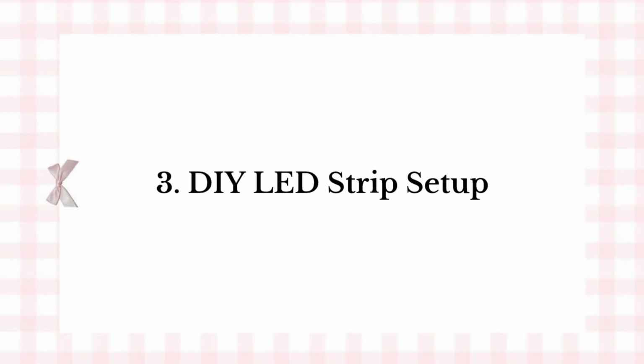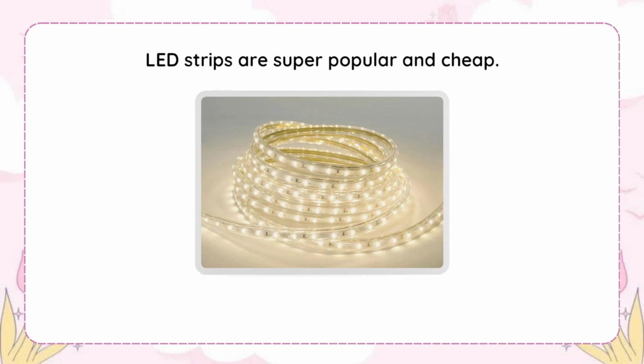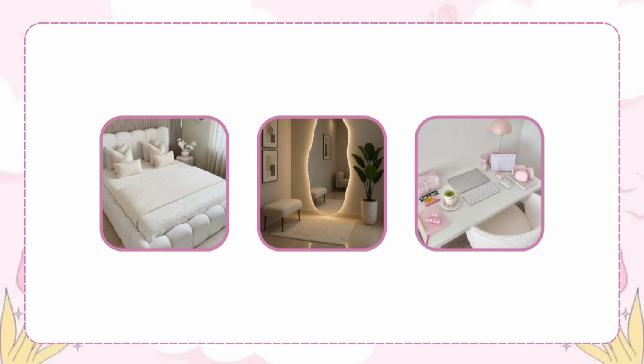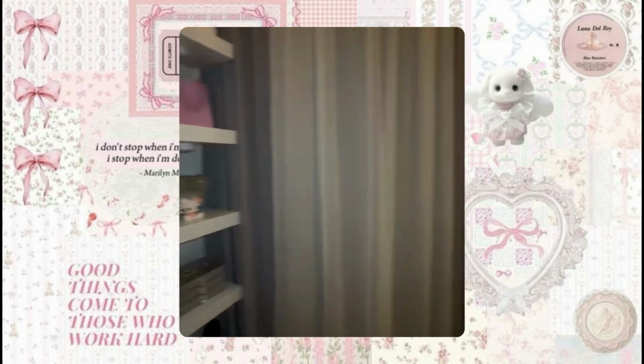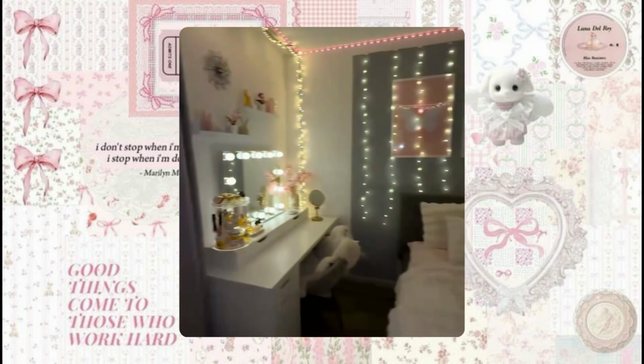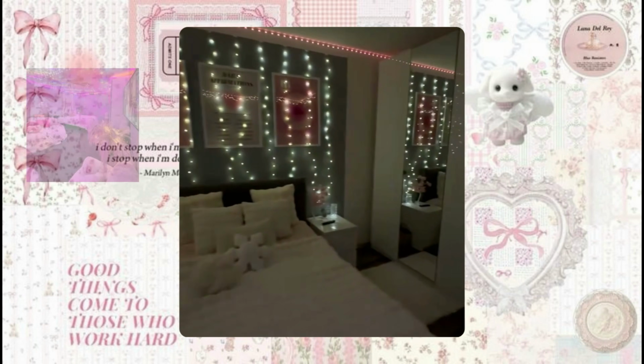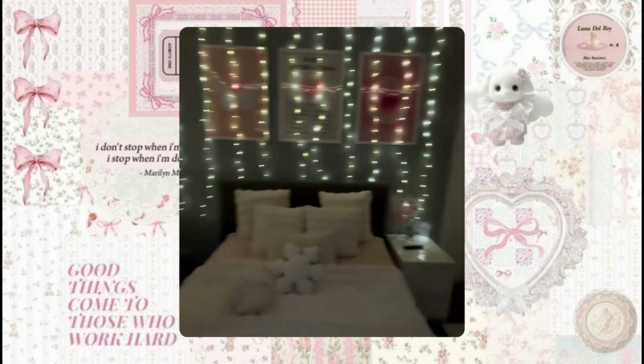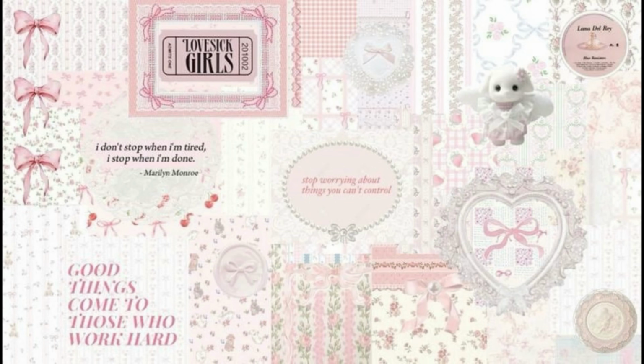3. DIY LED strip setup. LED strips are super popular and cheap. Place them behind your bed frame, mirror, or under your desk. Pick warm tones for cozy vibes or pastel colors for a soft aesthetic. Pro tip: avoid rainbow flashing lights, stick to steady, soft hues.